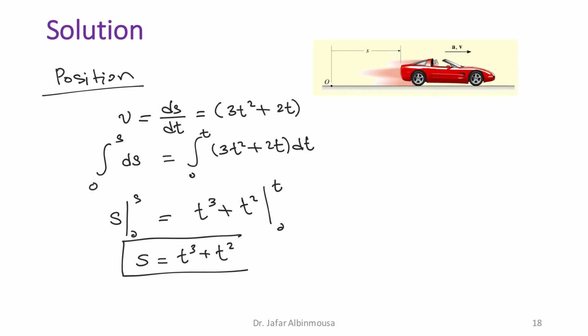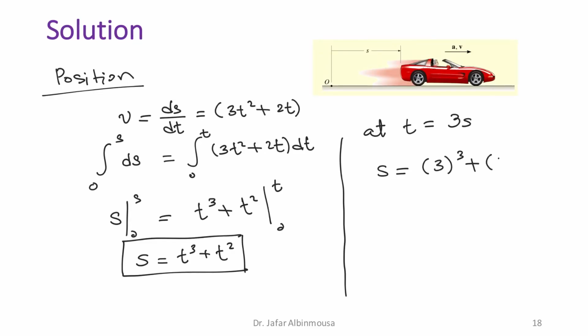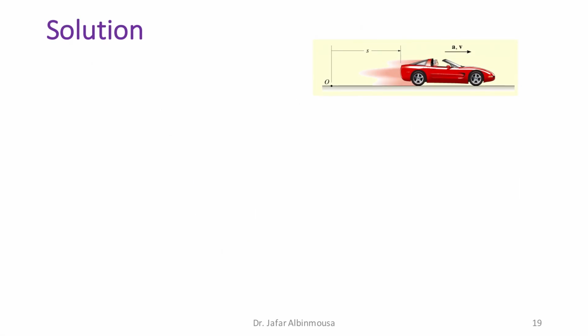Now, if we substitute at time equals 3 seconds, we will get s equals 3 cubed plus 3 squared, which is equal to 36 feet. And this is it for the position. Now we move to the acceleration. For the acceleration, we can use the same principle over here.